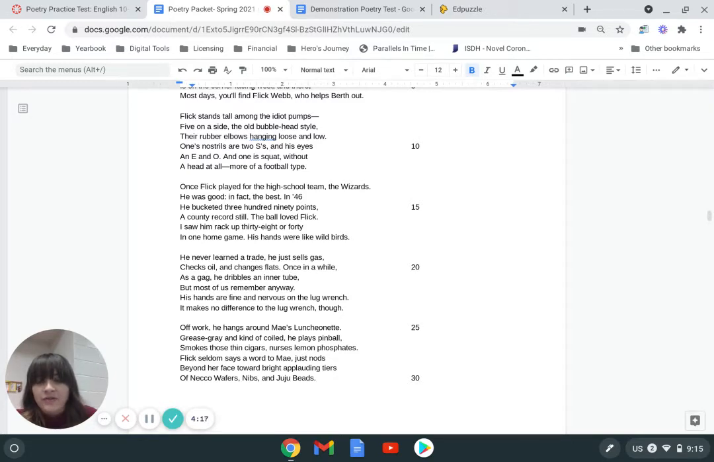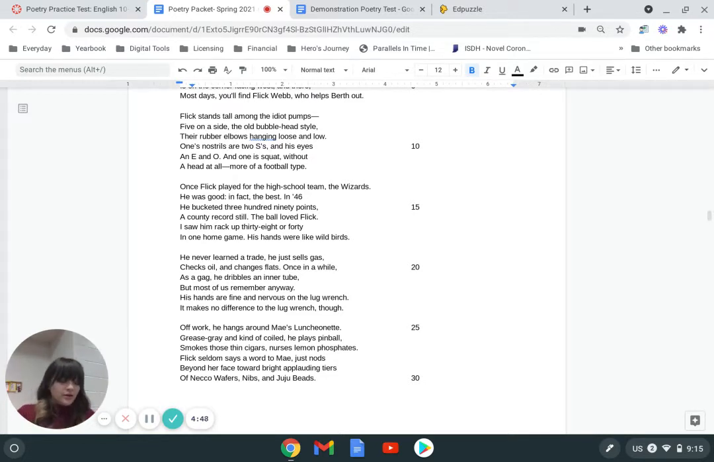His hands are fine and nervous on the lug wrench. It makes no difference to the lug wrench, though. Off work, he hangs around May's luncheonette, grease, gray, and kind of coiled. He plays pinball, smokes those thin cigars, nurses lemon phosphates. Flick seldom says a word to May, just nods beyond her face toward bright, applauding tiers of Necco wafers, nibs, and juju beads. Okay. So I've read through the entire poem.